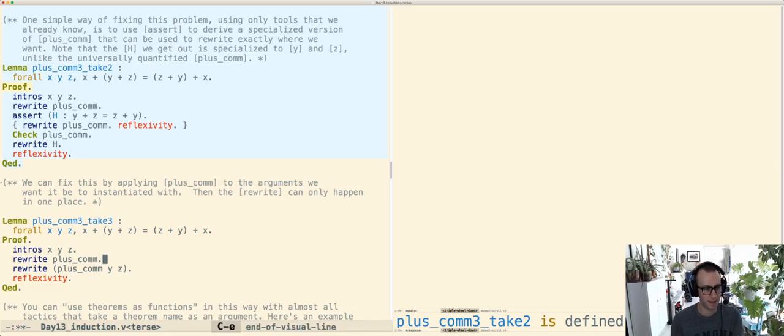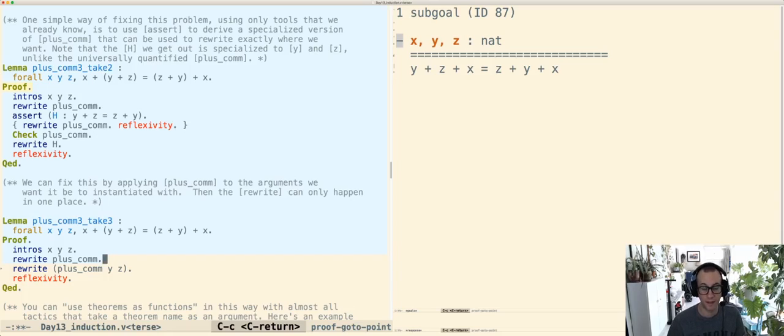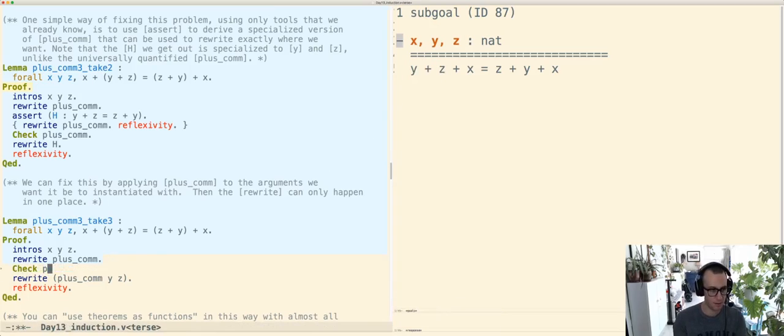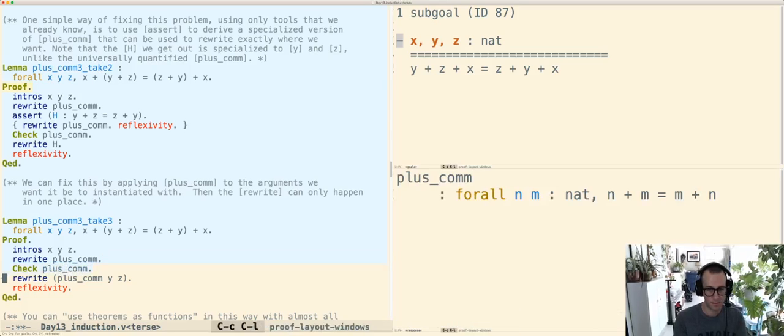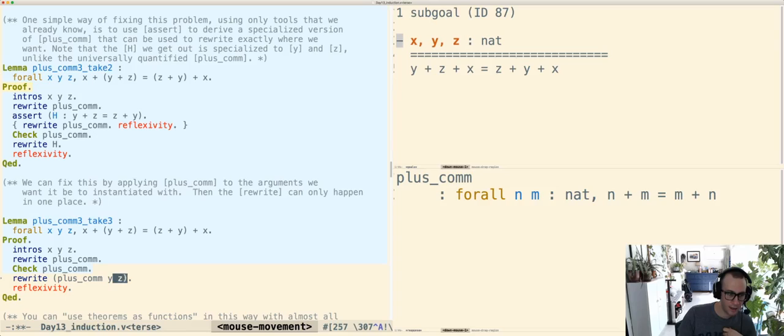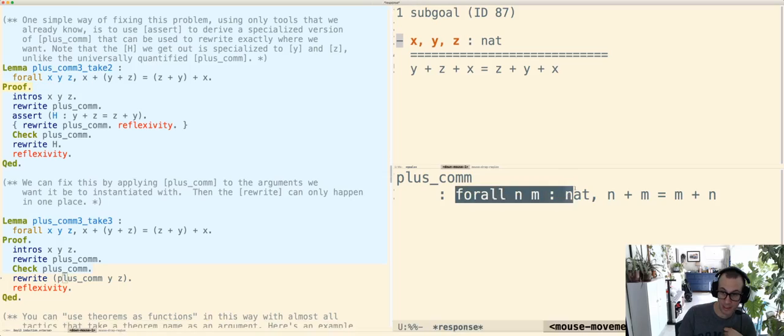So let me show you. Let's get back to that same proof state, where we've done the first rewrite, and now we just want to swap these. So pluscom, if we look back at its type, says, okay, you give me an n and m, and then I'll give you a proof that n plus m is equal to m plus n. And then we're going to say, well, look, let m be y, and let n be z. You'll notice we don't need an @ sign here because these are not implicit arguments. These are explicit arguments to the theorem.